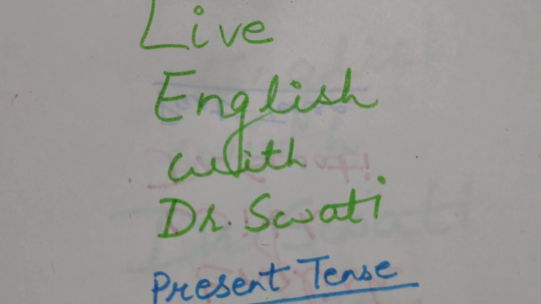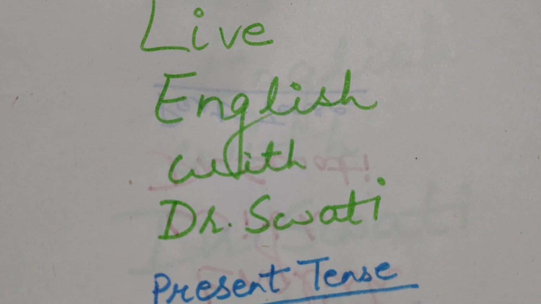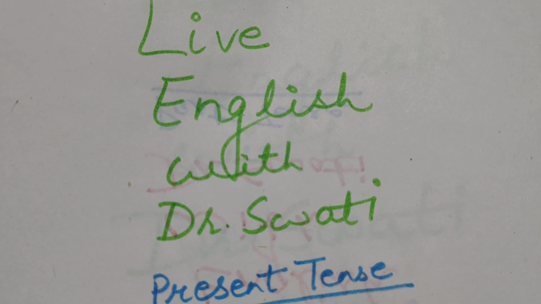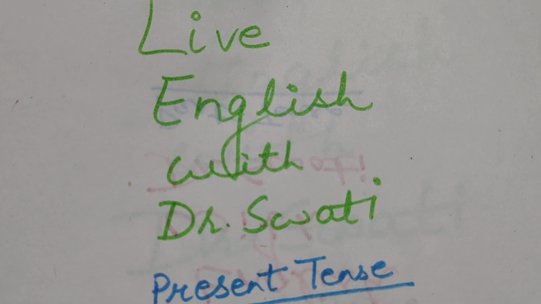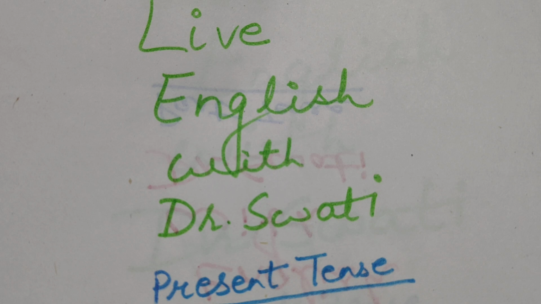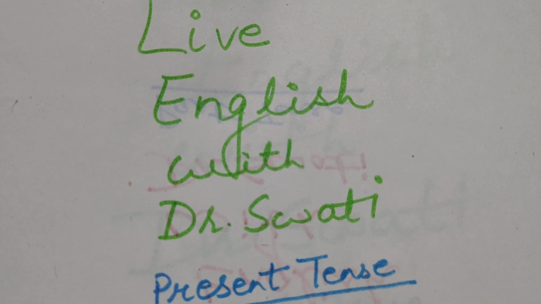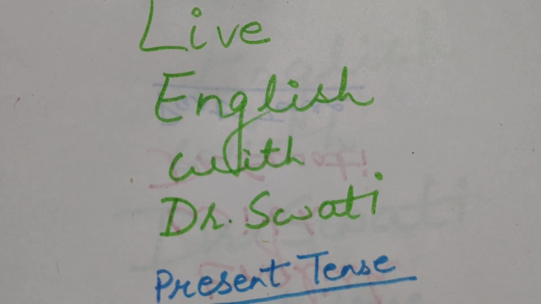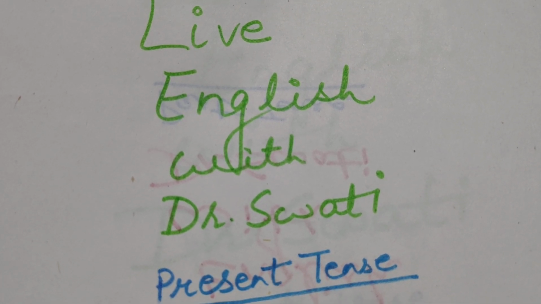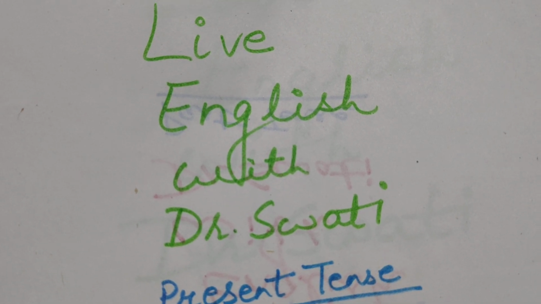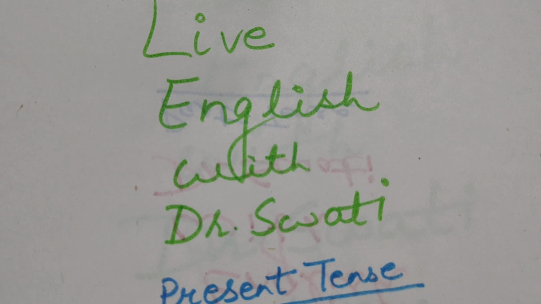You can see one more example. My watch keeps good time. So it is a habit, like you feel that your time is always good. Then you can say, when you talk about some general truth, the truth which is a universal truth, or you can say it's a historical fact, for these kind of sentences, again we use present tense.